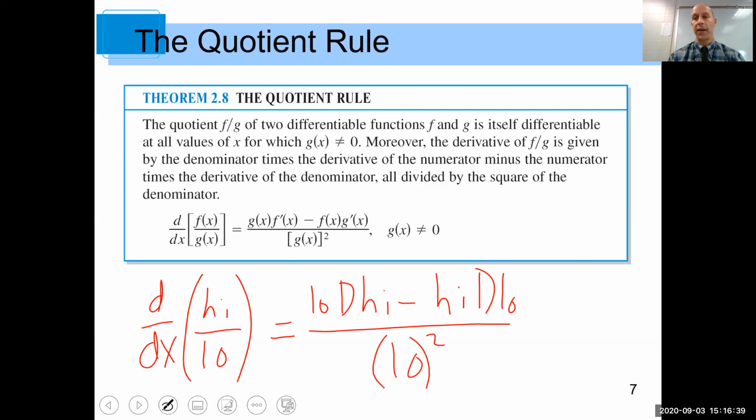This is the mnemonic device that I teach my students. You don't write this down as your answer or anything like that. You might write it as a little scrap work to help you get the right answer. But this is just a maybe easier way to remember this formula. So it's low d high minus high d low over low low. That might be easier for you to remember.